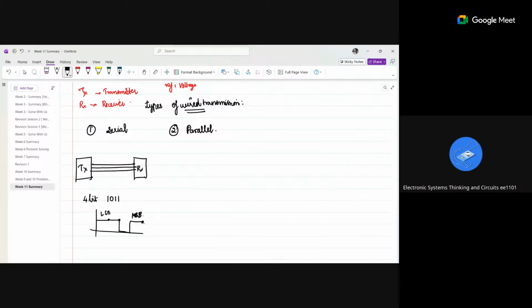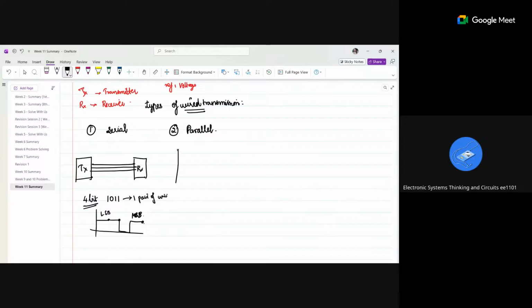For transmission of 1 bit, there have to be two wires. One is the reference voltage and another one is the wire through which the data is actually transmitted. So this is serial transmission. To transmit 4-bit data serially, we need only one pair of wires.